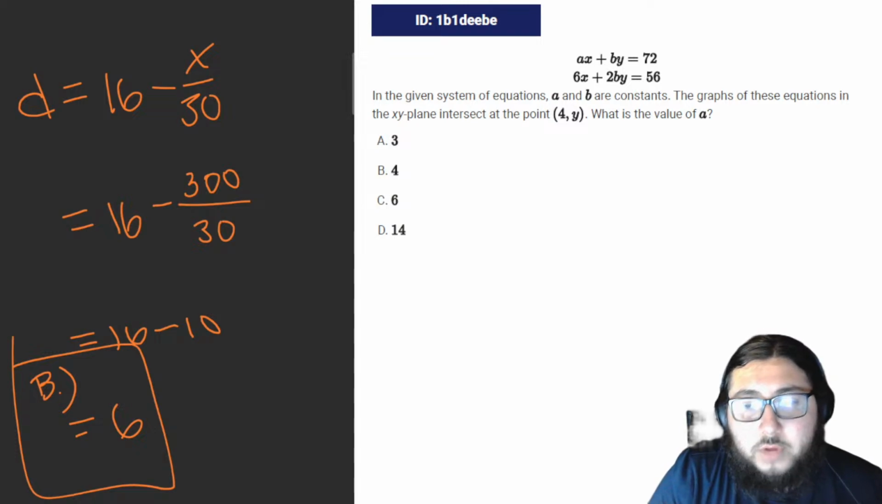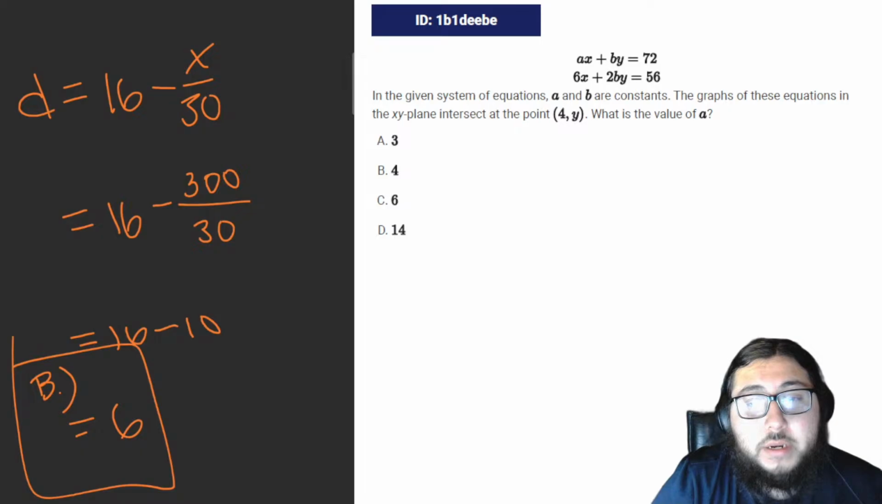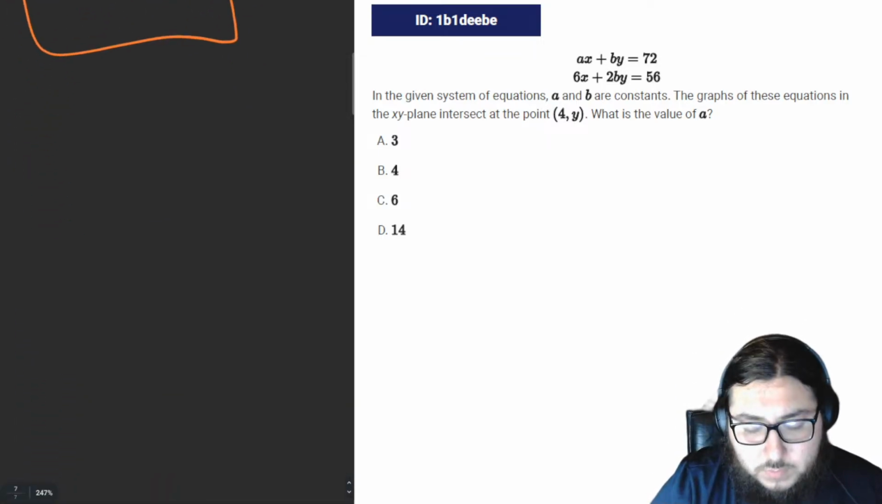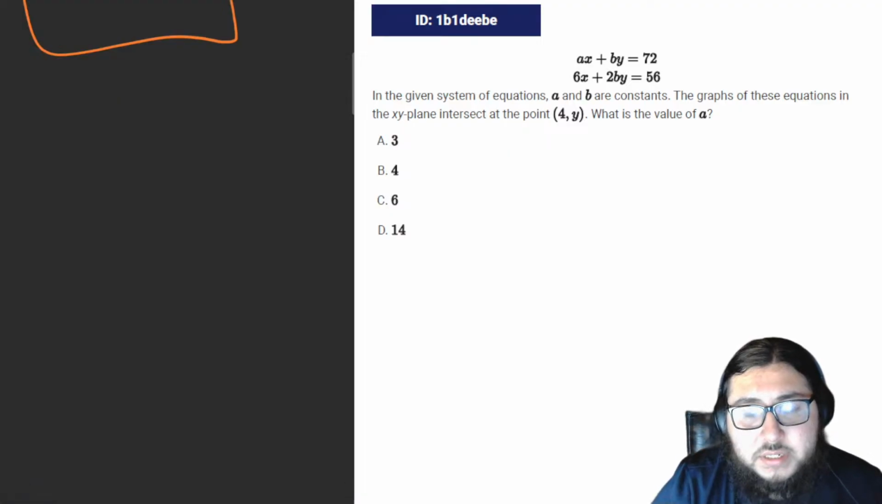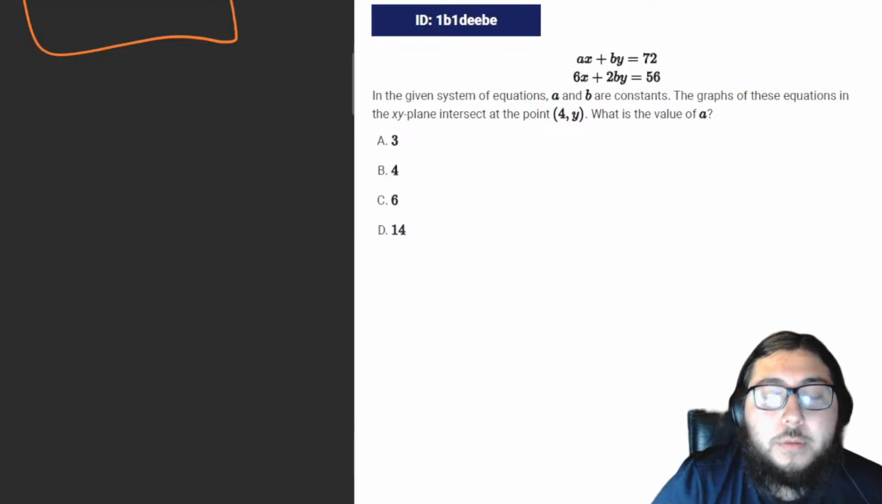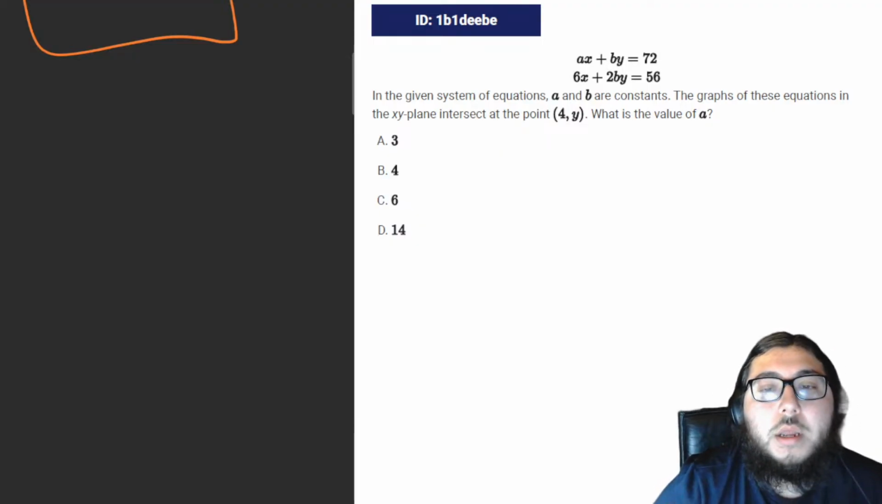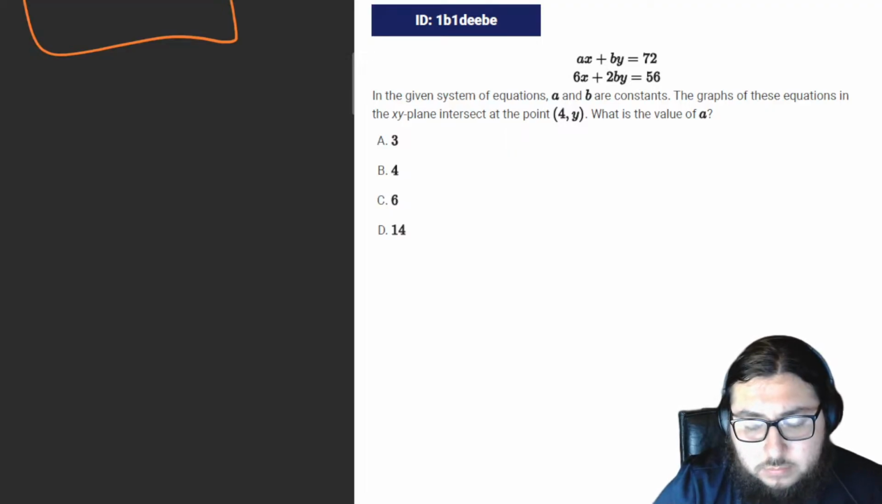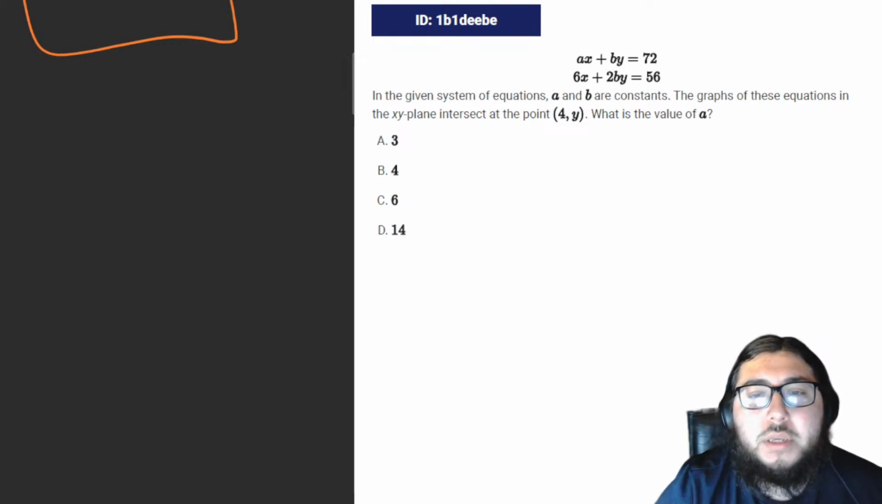In the given system of equations, A and B are constants. The graph of these equations in the xy plane intersect at the point 4, y. What is the value of A? Let's see. A and B are constants, which means that they make up just some number. Let's put both of these in the form of y equals mx plus b. Well, actually, let's put this in the form by.